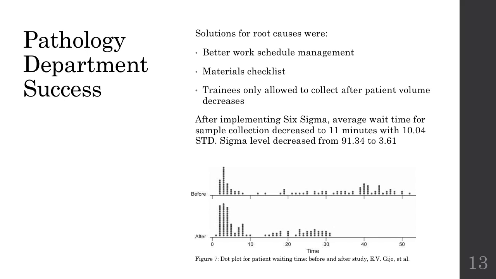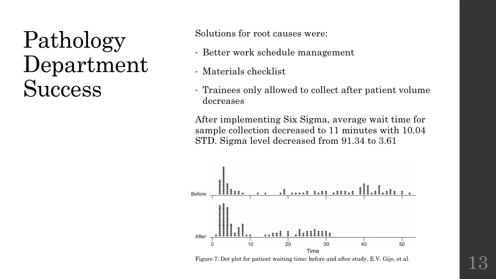To solve the materials issue, a materials checklist was prepared so that staff had to check the materials availability the previous evening. To solve the variation for sample collection between technicians and trainees, trainees were only allowed to collect samples after 11:30 a.m. after peak times.